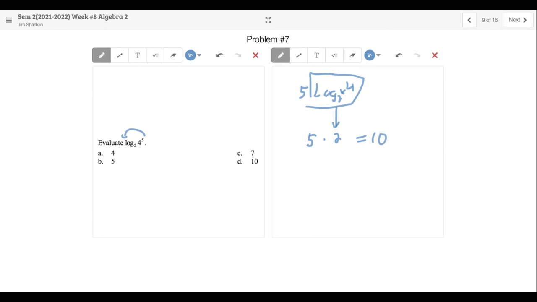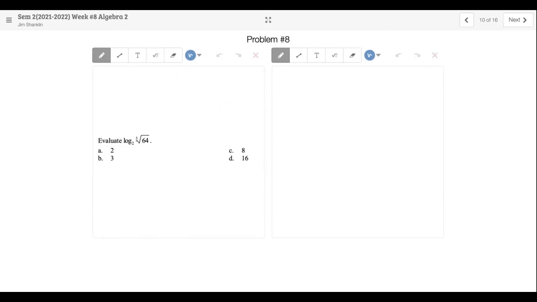All right. As I said, I think you guys are going to have an easy time this week with the assessment. All right, number 8. It says to evaluate. Now, this one, I would want you to evaluate it without using a calculator. So what I'm going to do, I'm going to show you how I would do this problem.